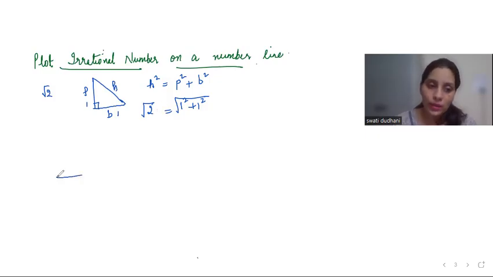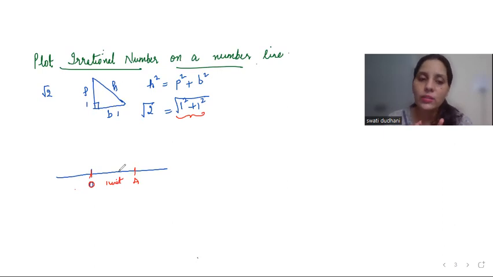So let me take a number line. Let us take this as 0. Now I need to plot this 1 and 1. So from 0 to A, let me take it as 1 unit. You can take anything; it can be 1 centimeter, 2 centimeter, whatever. And from A to this point B, this is also 1 unit.